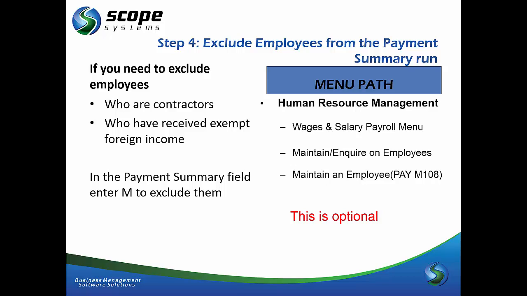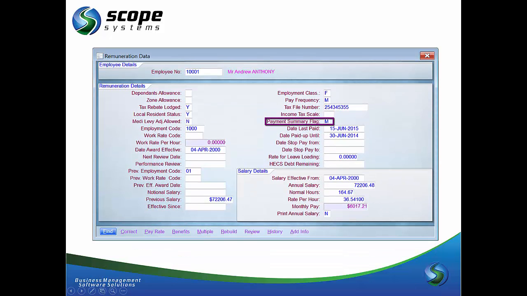If you need to exclude employees from the payment summary run who are either contractors or have received exempt foreign income, you need to code an M in the payment summary field on their employee record to signify that you've issued it manually and they're excluded from the run. So you just go to the employee master and on the remuneration screen, just code in an M on the payment summary flag.